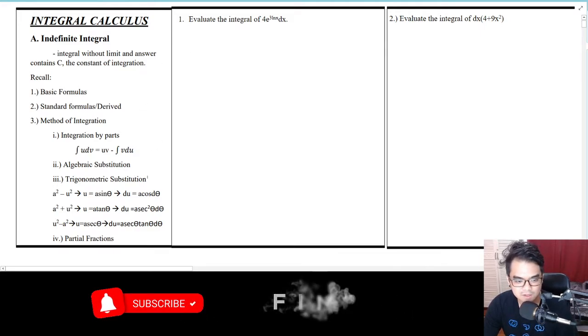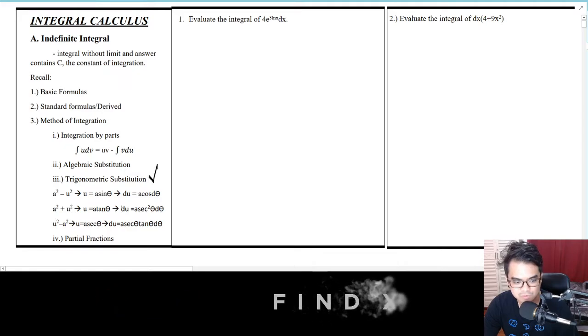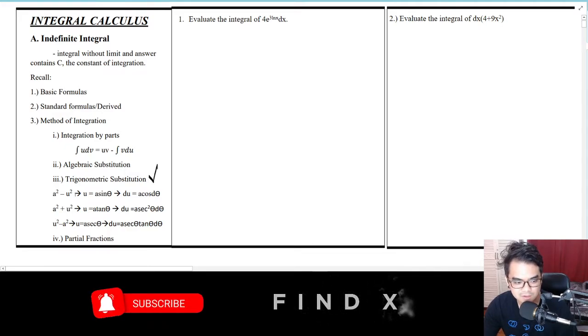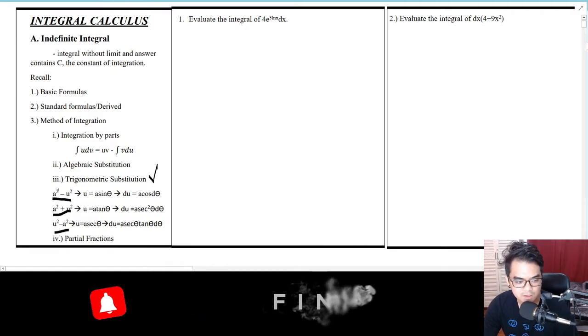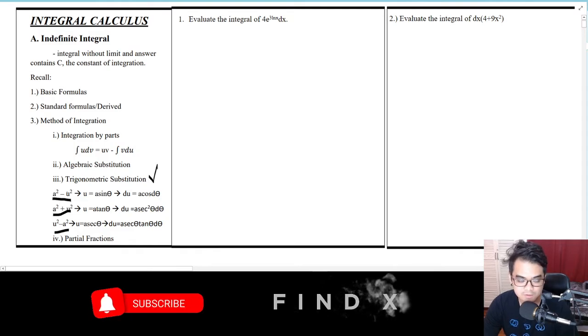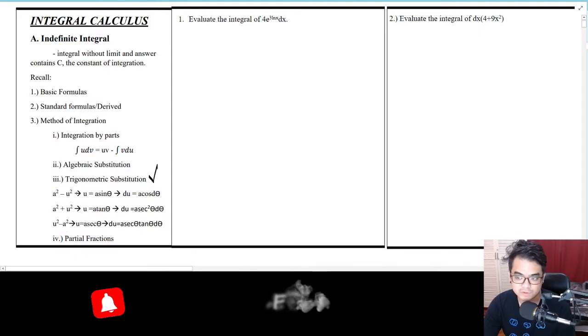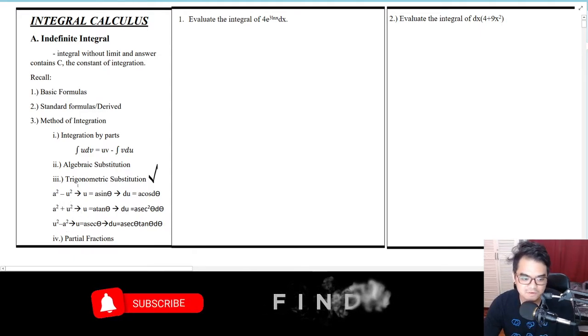We have here the trigonometric substitution, where you can replace if you see something like this, and this one, and this one. Here a squared, or a, will be a constant most of the time, and u will be the one that contains a variable, which is most of the time x. So let's get to the first problem.